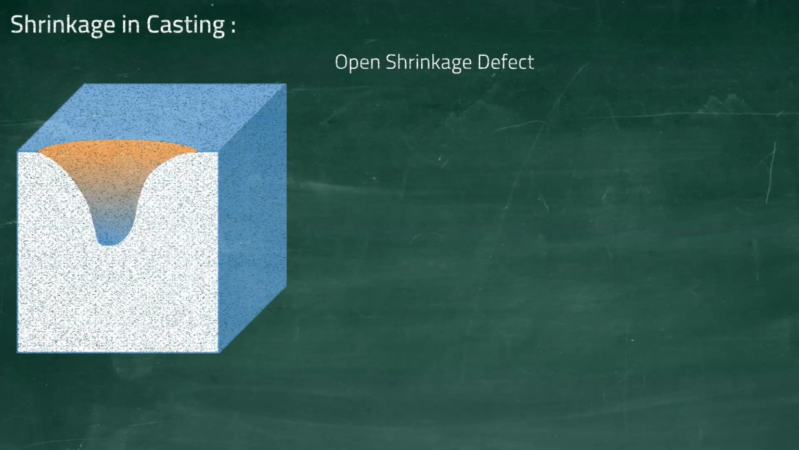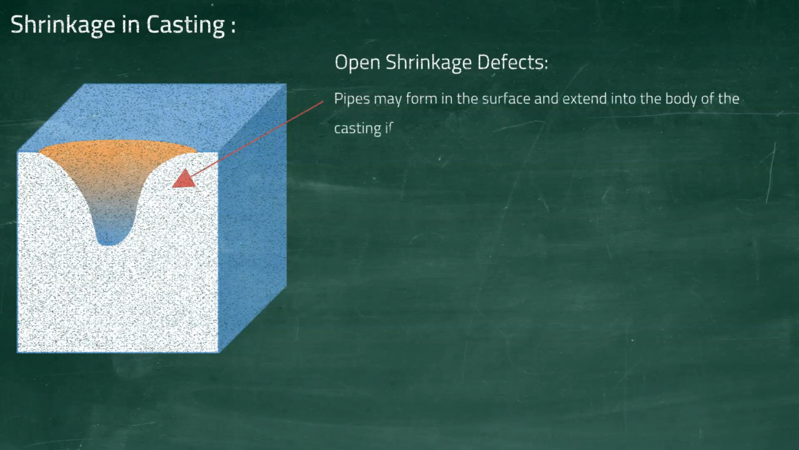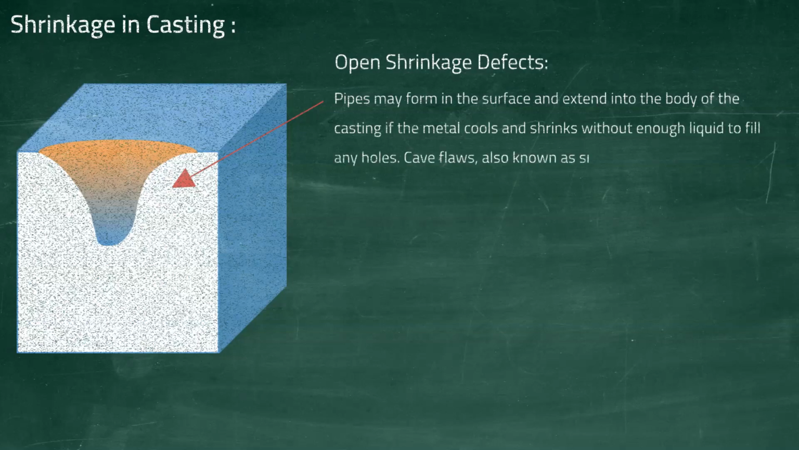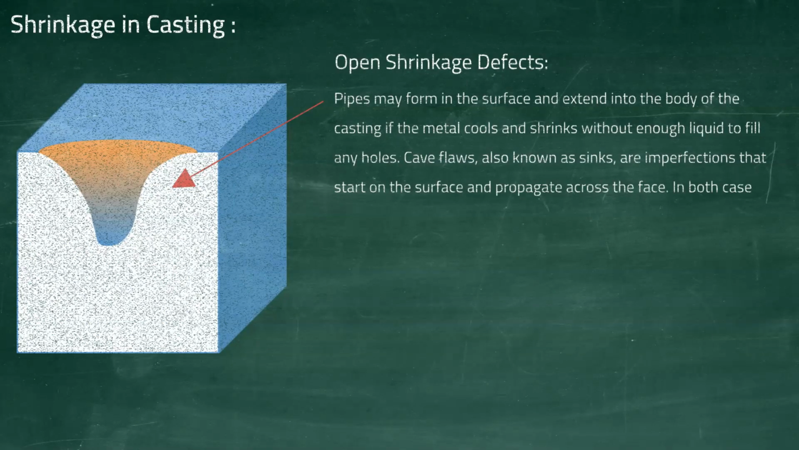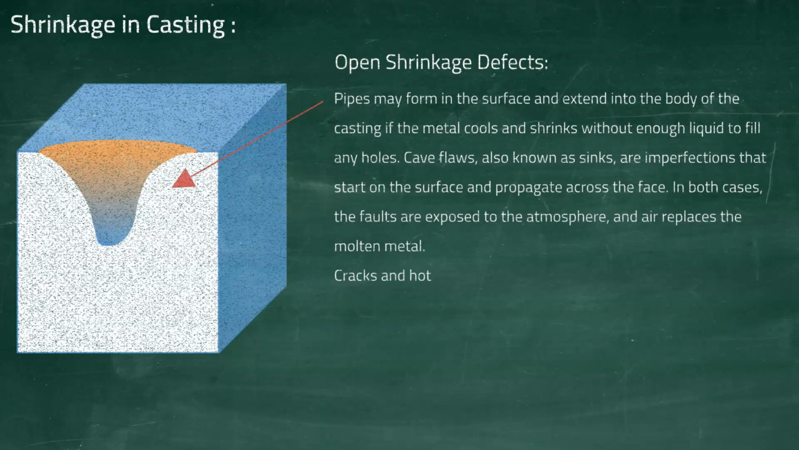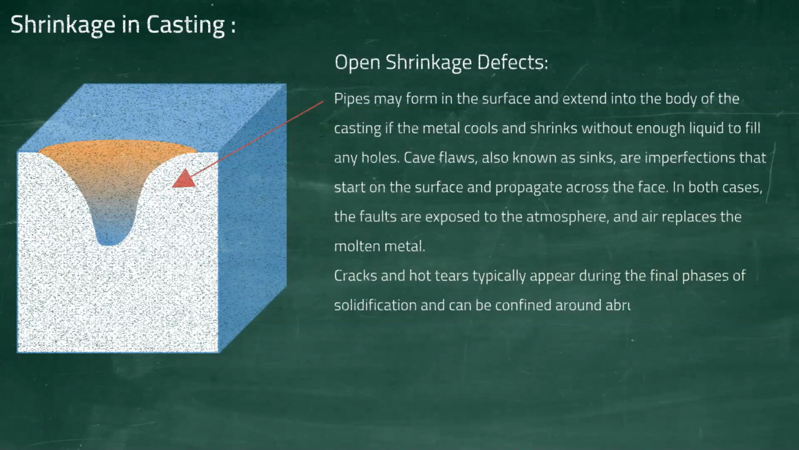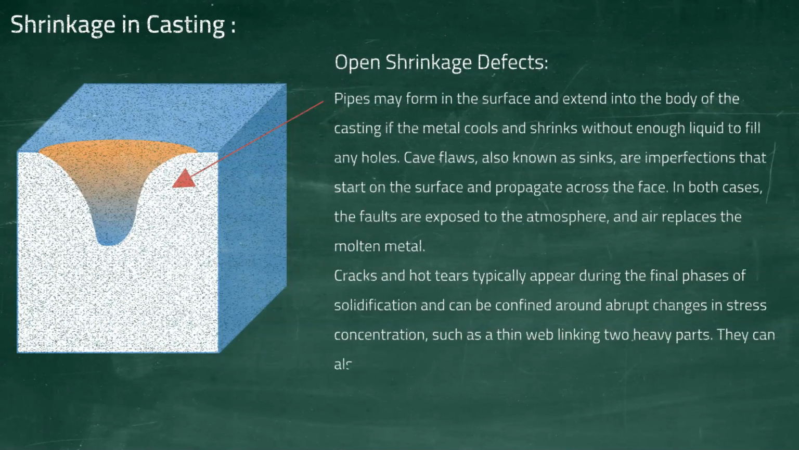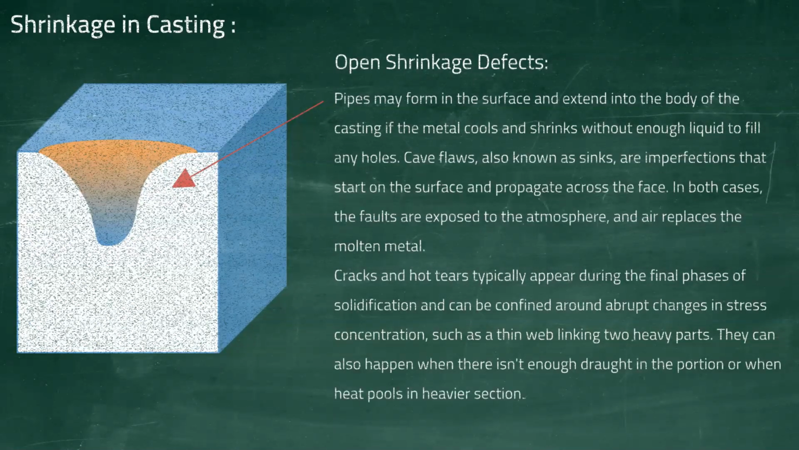Open shrinkage defect. Pipes may form in the surface and extend into the body of the casting if the metal cools and shrinks without enough liquid to fill any holes. Cave flaws, also known as sinks, are imperfections that start on the surface and propagate across the face. In both cases, the faults are exposed to the atmosphere, and air replaces the molten metal. Cracks and hot tears typically appear during the final phases of solidification and can be confined around abrupt changes in stress concentration, such as a thin web linking two heavy parts. They can also happen when there isn't enough draft in the portion or when heat pools in heavier sections.